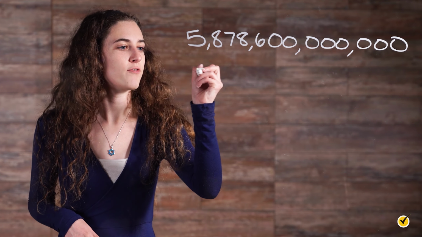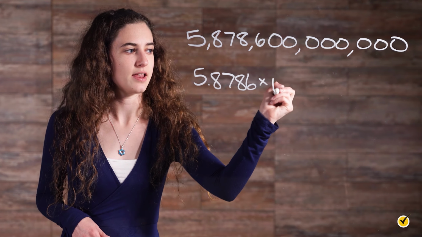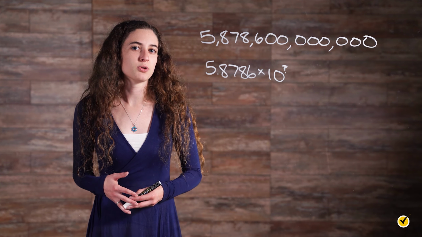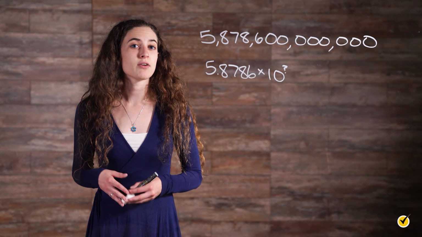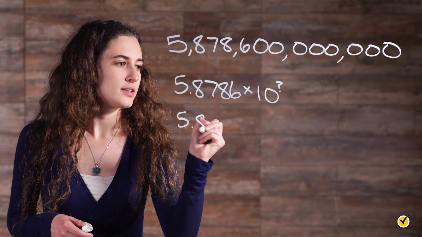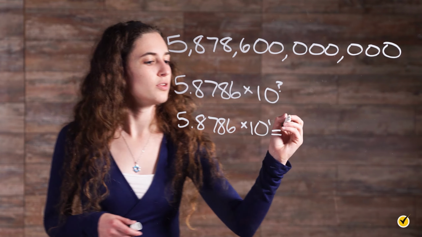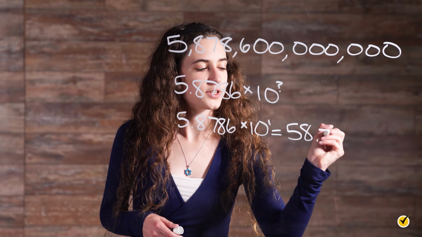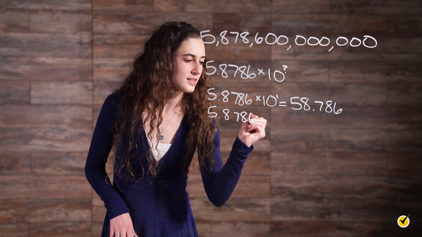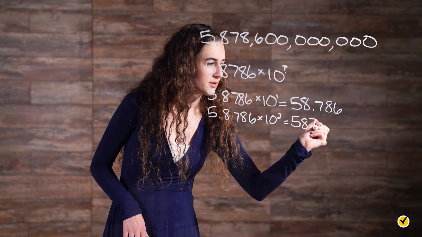Here we have 5.8786 times 10 to the something power. This is where we count the number of times our decimal is multiplied by 10. We need to count from the decimal we created to the end of the number. So 5.8786 times 10 to the 1 is equal to 58.786. 5.8786 times 10 squared is equal to 587.86.